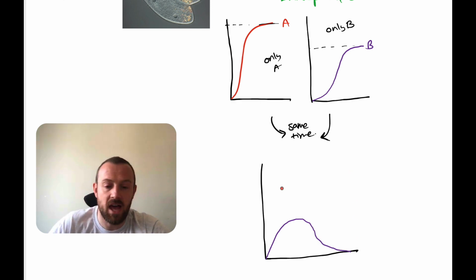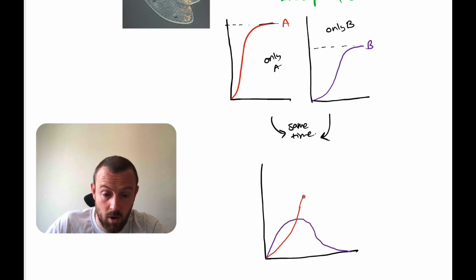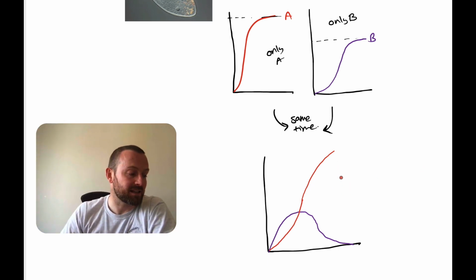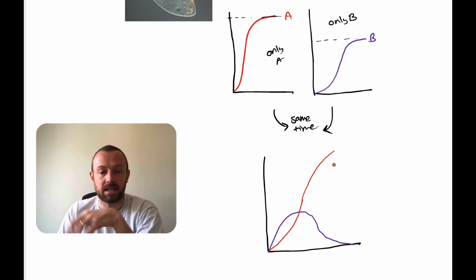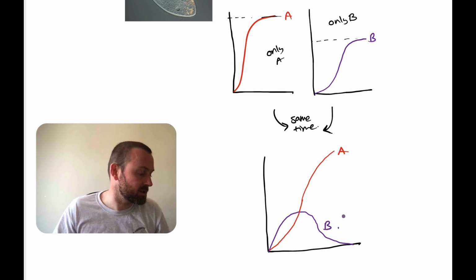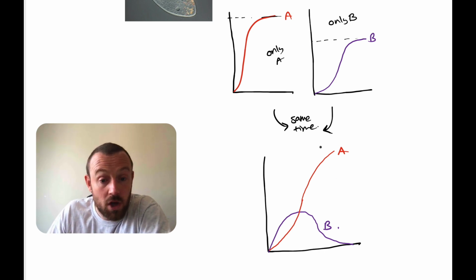Whereas the population of A was a little bit slower to get going, but then actually went faster and started to grow. I'm not sure if it actually reached its carrying capacity, but it grew, okay? So this shows the fact that basically A outcompeted B. So A and B. We call this the competitive exclusion principle. Okay, this is some good terminology to use.